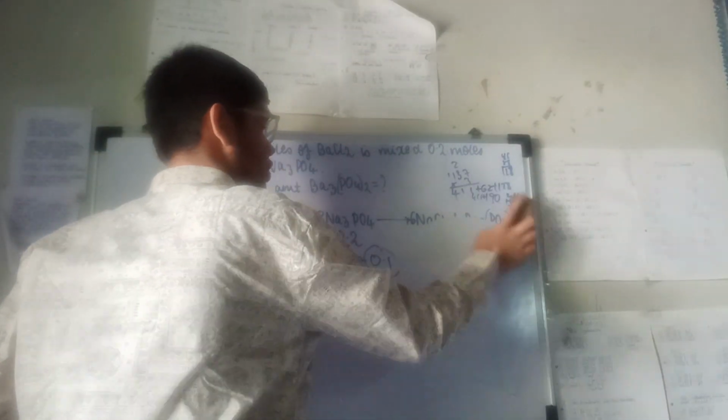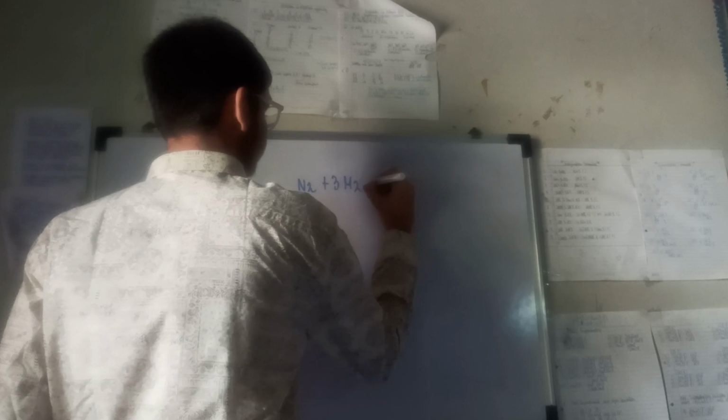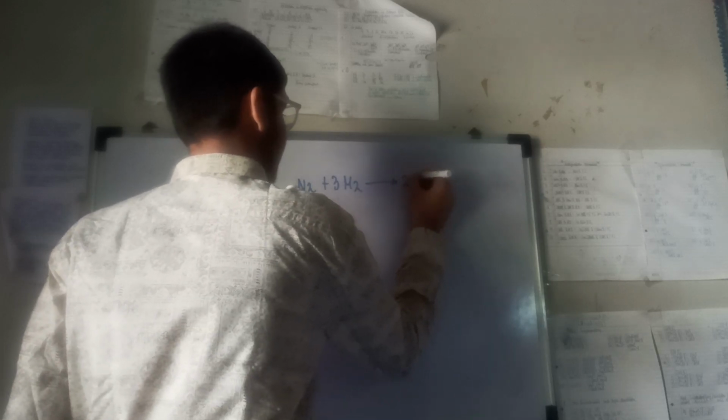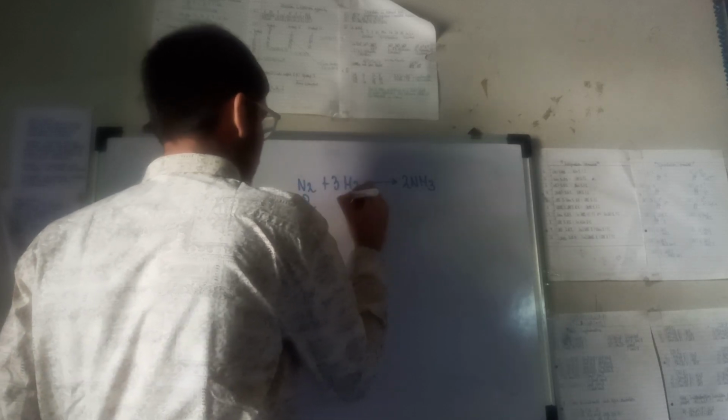Let's move on to the next question. The third question we will see. Now I am giving my own question to you, a simple reaction: the Haber's process. N2 plus 3H2 gives 2NH3. Moles given: 2 and 5.